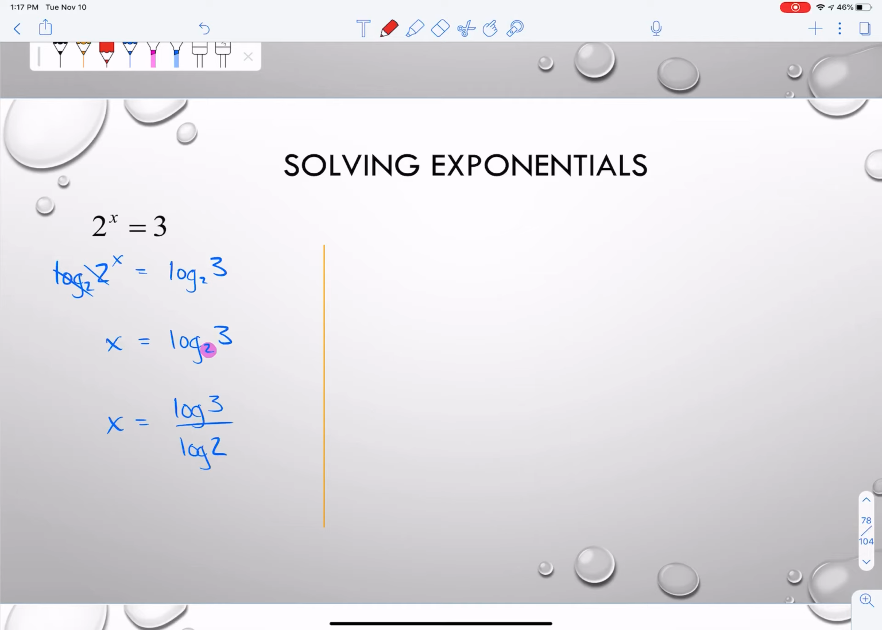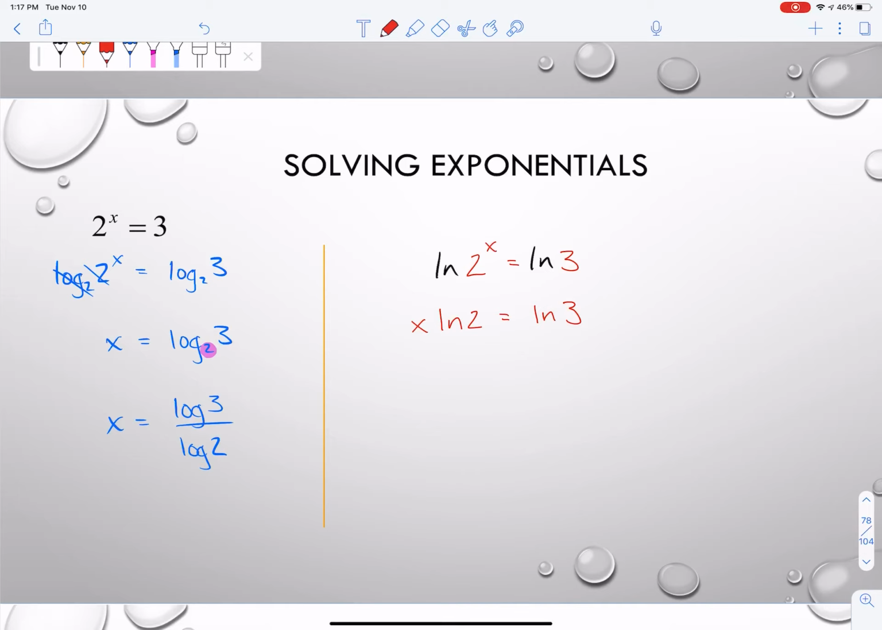Okay, so let's do the natural log, because I want to show something else here as well. Let's say I've got 2 to the x equals 3, and I want to take the natural log of both sides. Once I've taken the natural log, it's going to allow me to use my power rule, and I'm going to bring that exponent down in front. So with the power rule, I can write this as x times the natural log of 2 equals the natural log of 3.